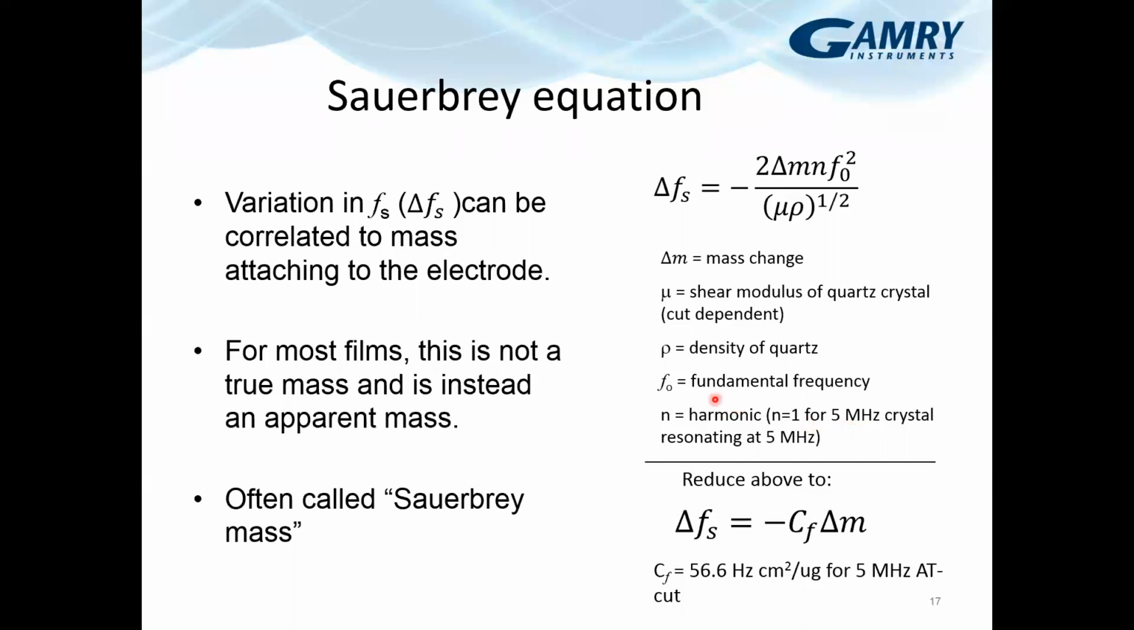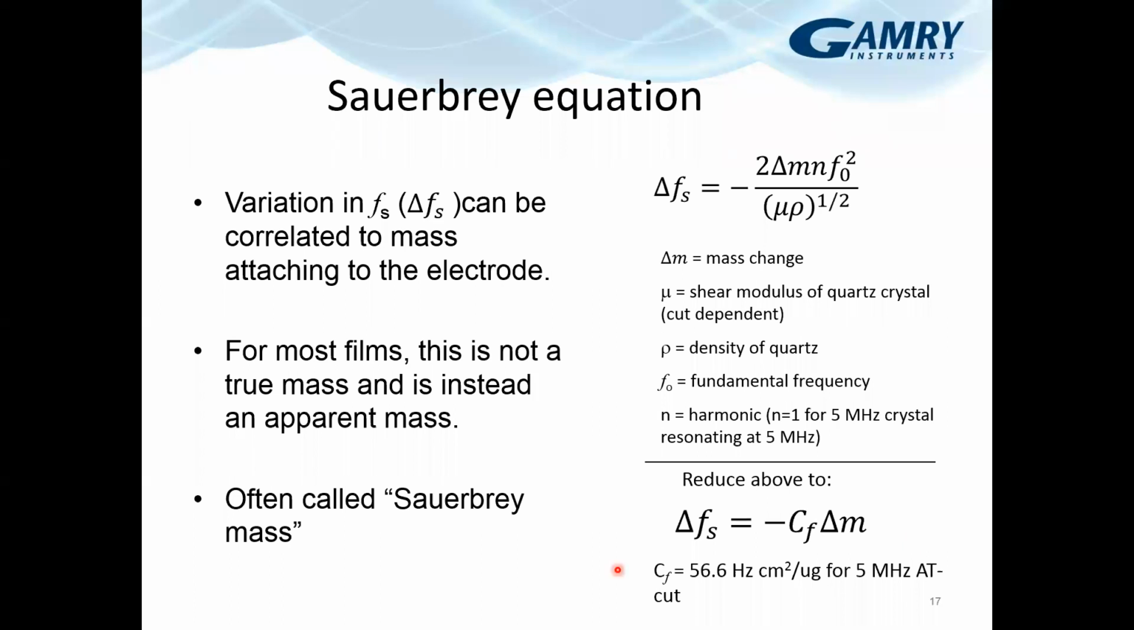So basically what this is saying is that you have delta FS, which you read from your QCM, and the mass change, which is what you're interested in, and a bunch of constants. And what happens is this all gets reduced to what's called a calibration factor. And ultimately, this reduced form of the Sauerbrey equation is the practical form.